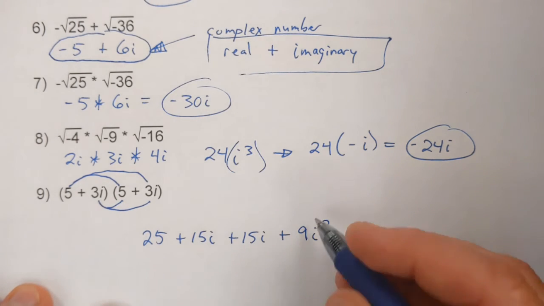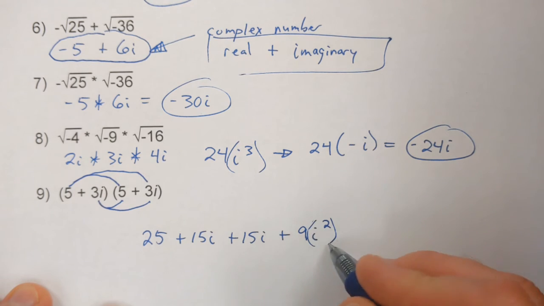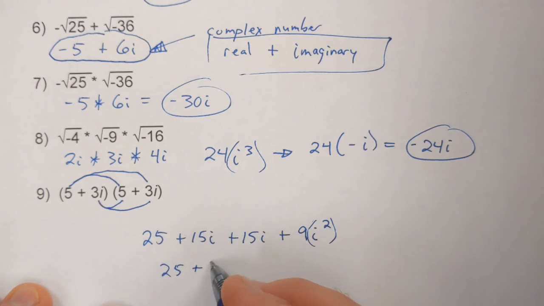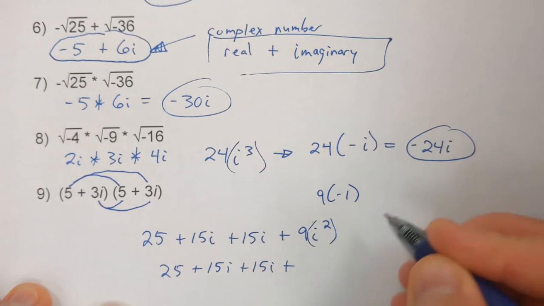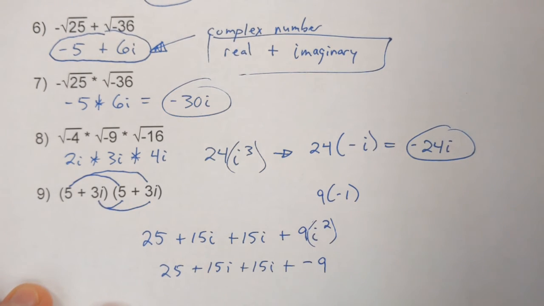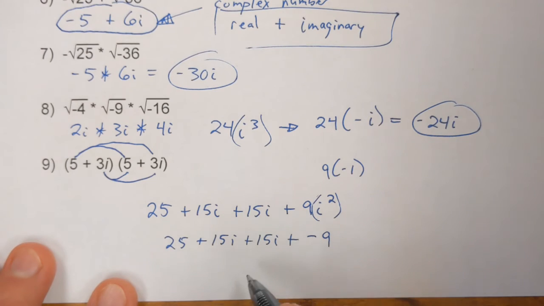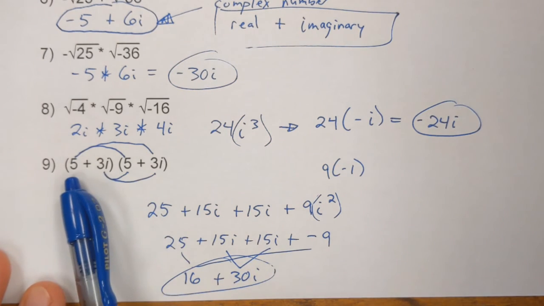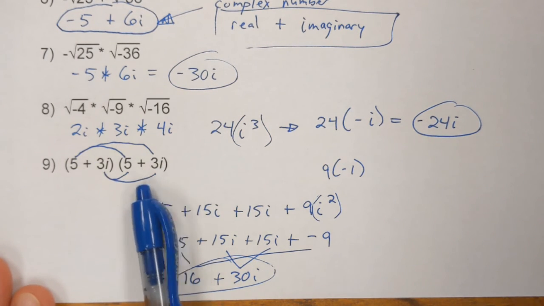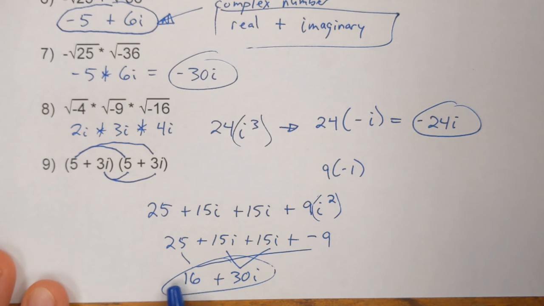Now, remember what happens with an i squared. Anytime you get an i squared, that can be rewritten as a negative 1. So this becomes 9 times negative 1, which is just negative 9. And then I'm going to combine all my like terms together. 25 plus negative 9 is 16. 15i plus 15i is 30i. Well, here's something kind of interesting. When you FOIL a complex number times a complex number, you get another complex number.